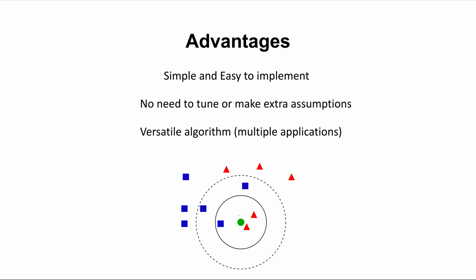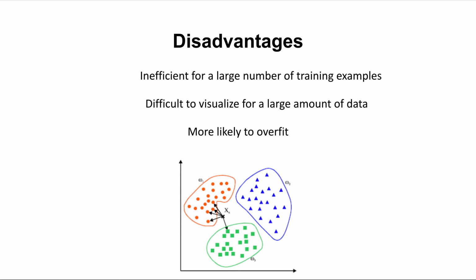Also, k nearest neighbors is a very versatile algorithm. It has multiple applications. In fact, it's also used for regression in some cases, but it's usually used for classification. But in general, it's a very versatile algorithm, even useful for searching or clustering.